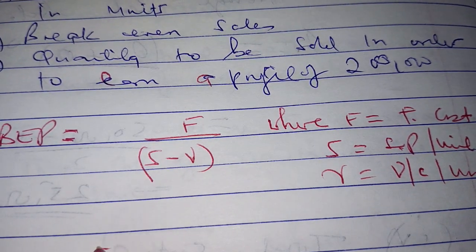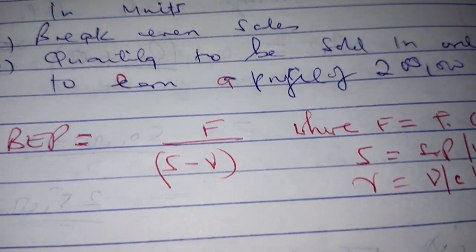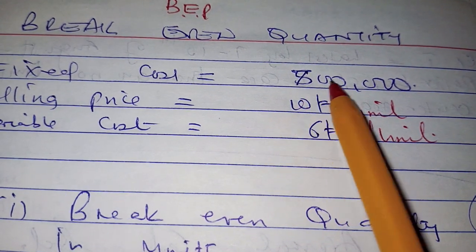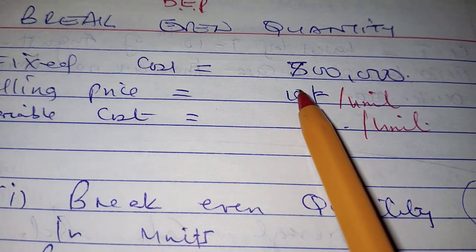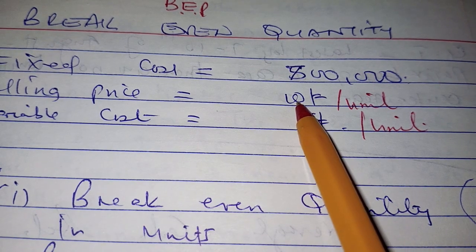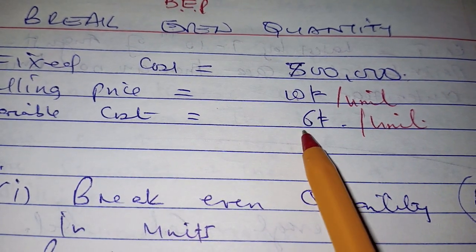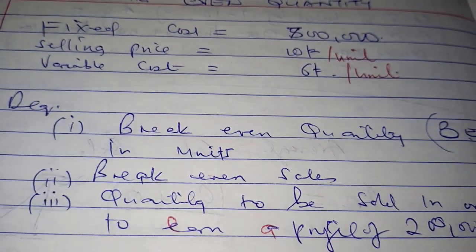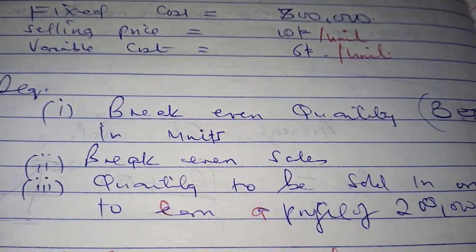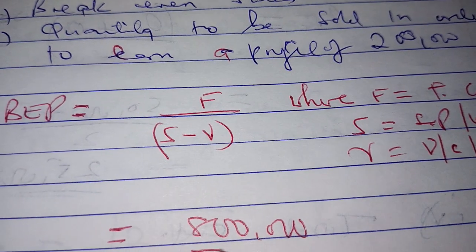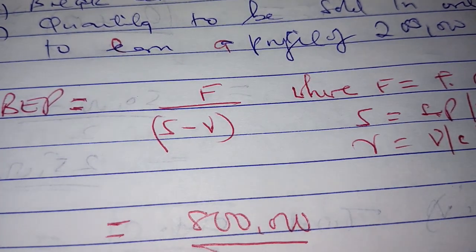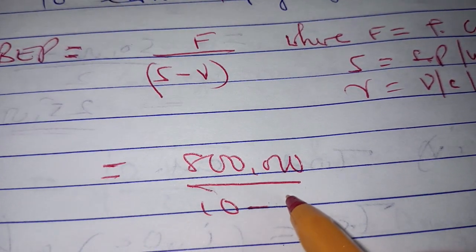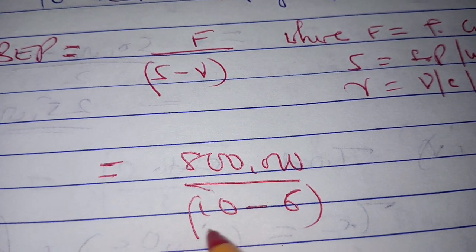So we can put our figures in the formula. The fixed cost, we are told, is 800,000 shillings. The S, or the selling price, is 10 shillings, and the variable cost is 6 shillings. Therefore, if I want to get the break-even point, I would say the fixed cost 800,000, then I divide by 10 shillings, that's the selling price, then minus the variable cost of 6 shillings.